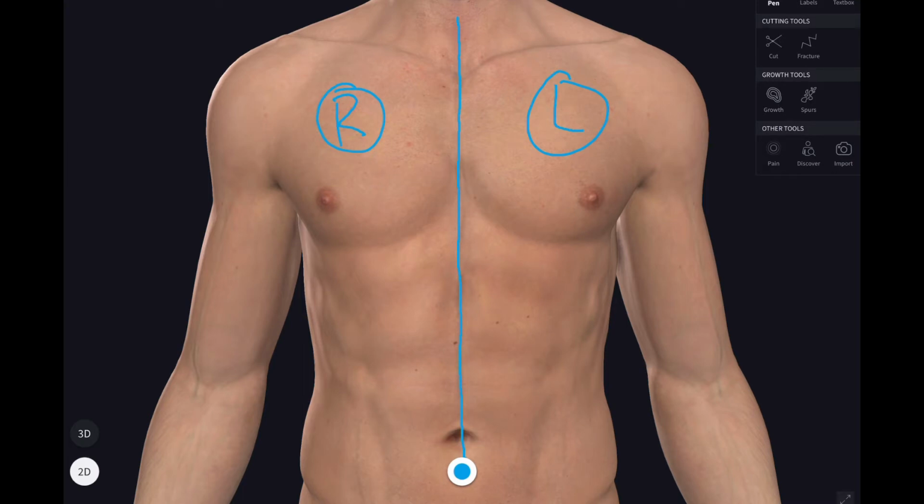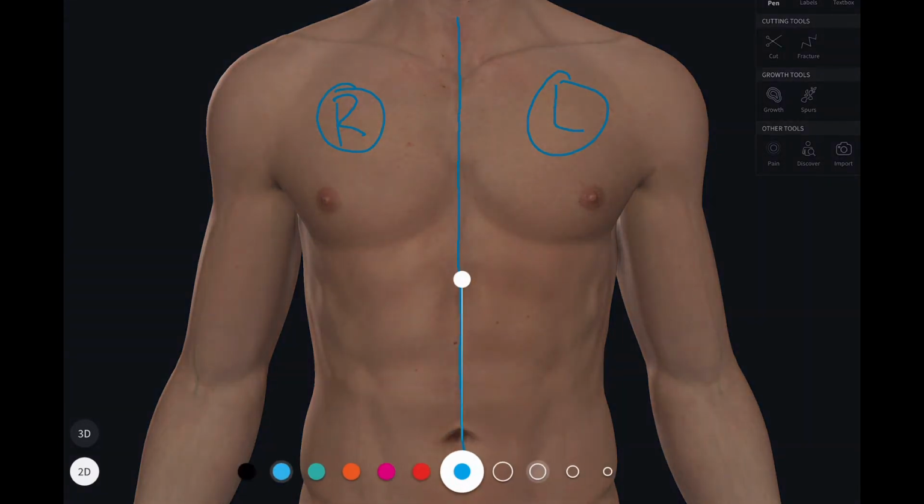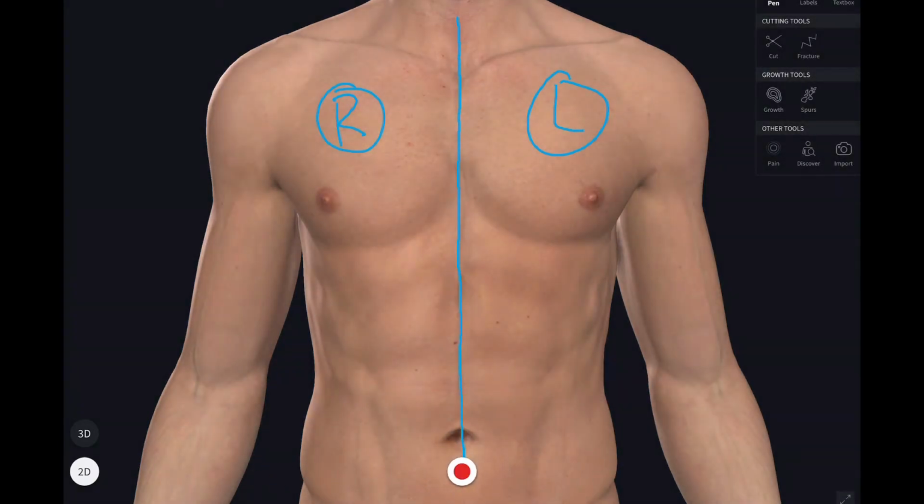So here we have our midline. I'm going to change colors real quick. Let's go for a red right here. So we got our blue line, which is our midline, and then this red line is going to be our nipple line. This is just to show you what we're talking about here. So the nipple line is going to come across here.